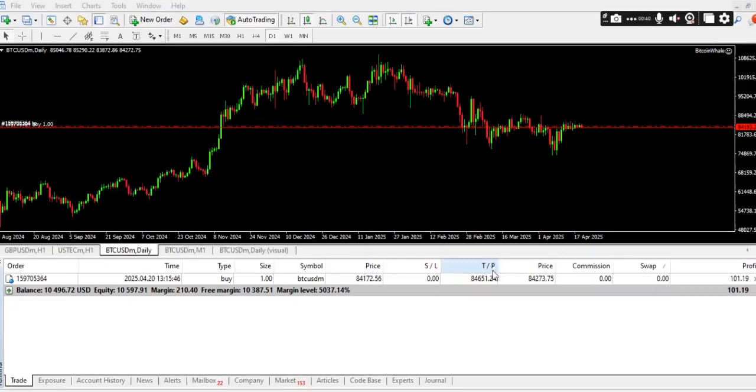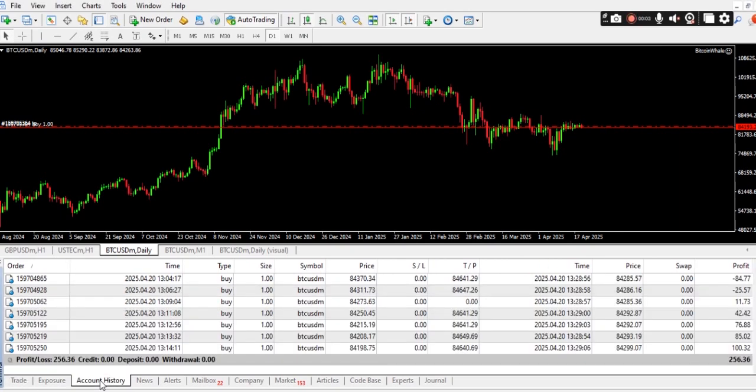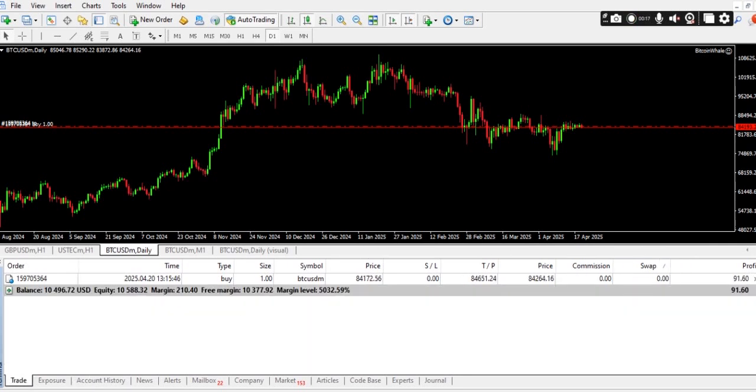So that is it. As you can see, the EA finally was able to make some trades. So we were able to make about $256 from this live test trade in a couple of hours. And here is the current trade on the daily.